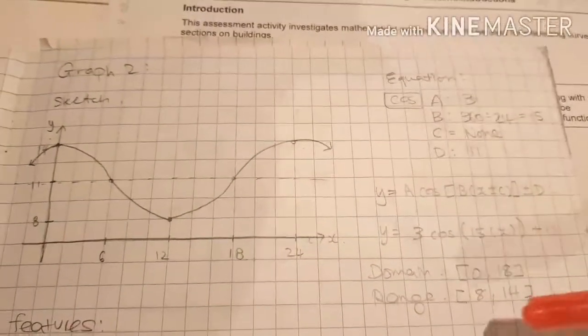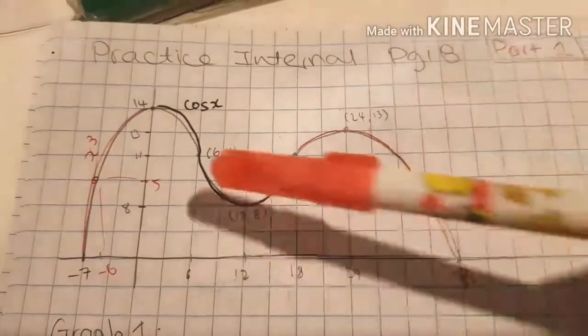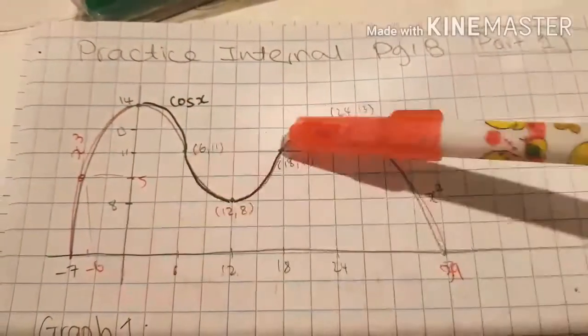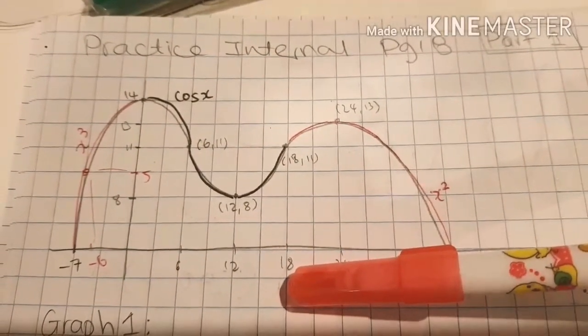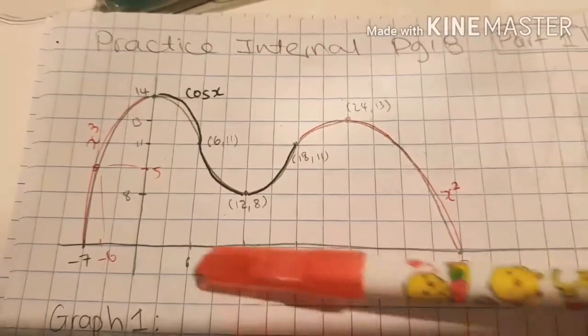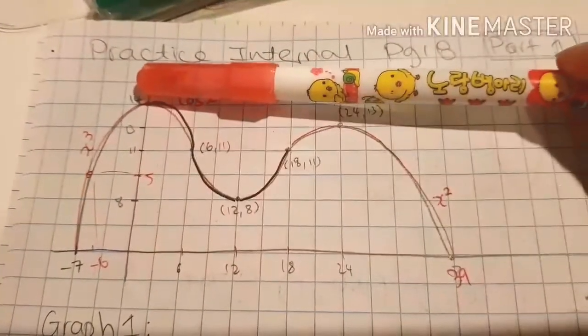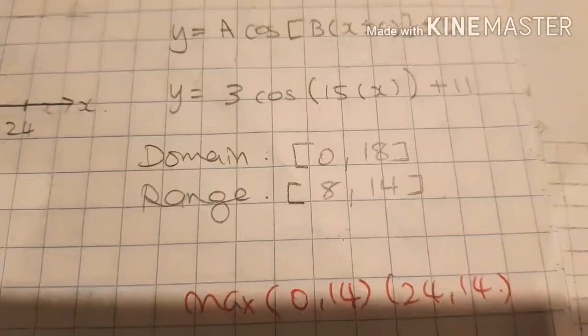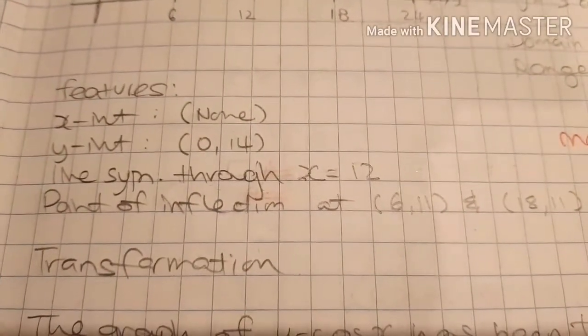Okay, and again, domain and range from the question. Okay, domain was from 0 to the widest part, which is 18. Okay, and the range, the lowest is 8 all the way up till 14, just like this. Right, and you need to talk about the features.